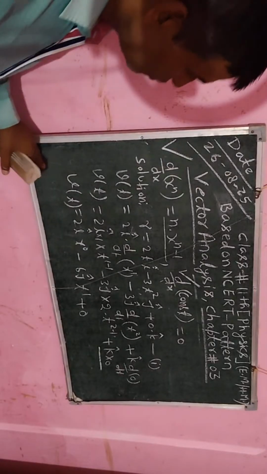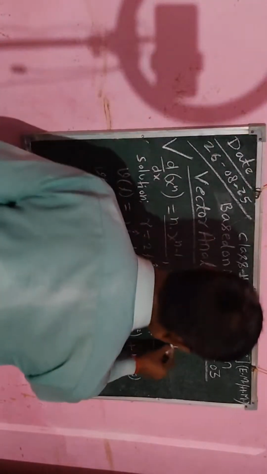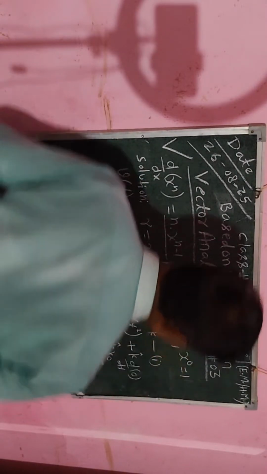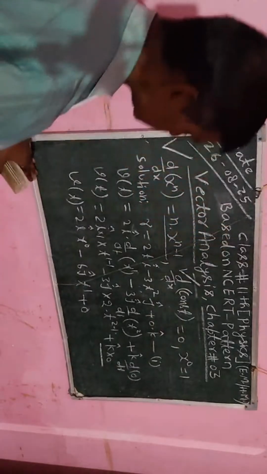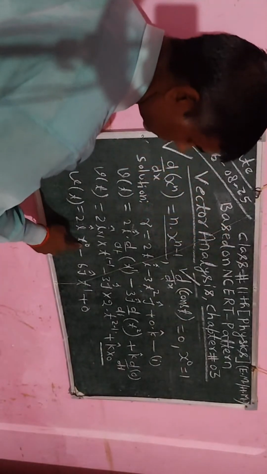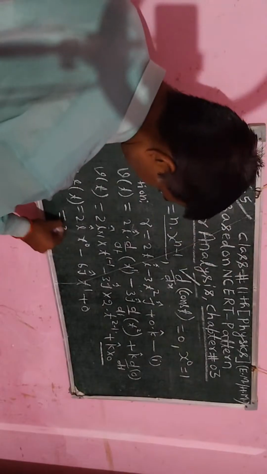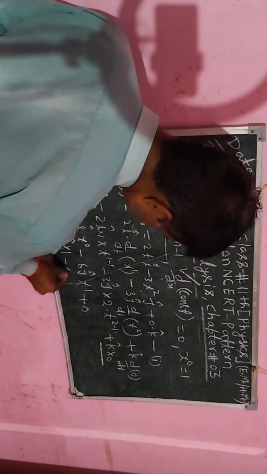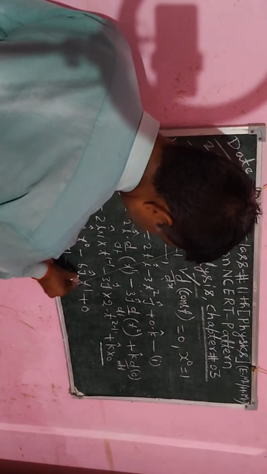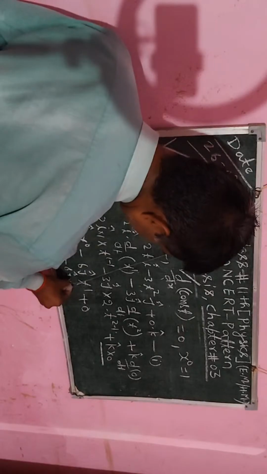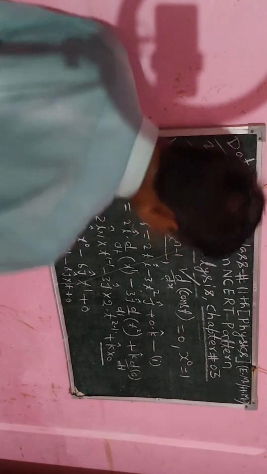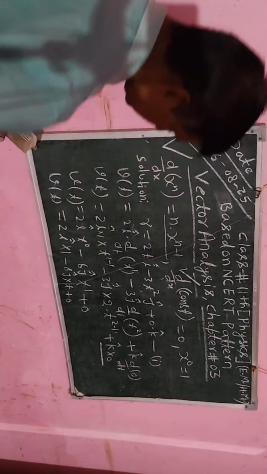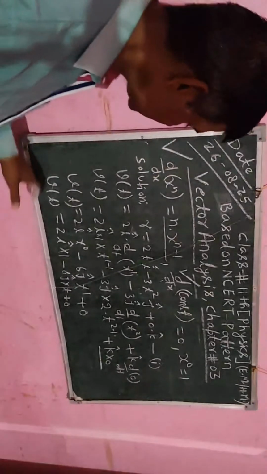Now one more piece of information I am going to say: if any variable has power 0, its value will be 1. So here t to the power 0 will be 1, so I can write 2 vector i cap into 1 minus 6 vector j cap into t plus 0. Okay, so this is the expression for v of t.